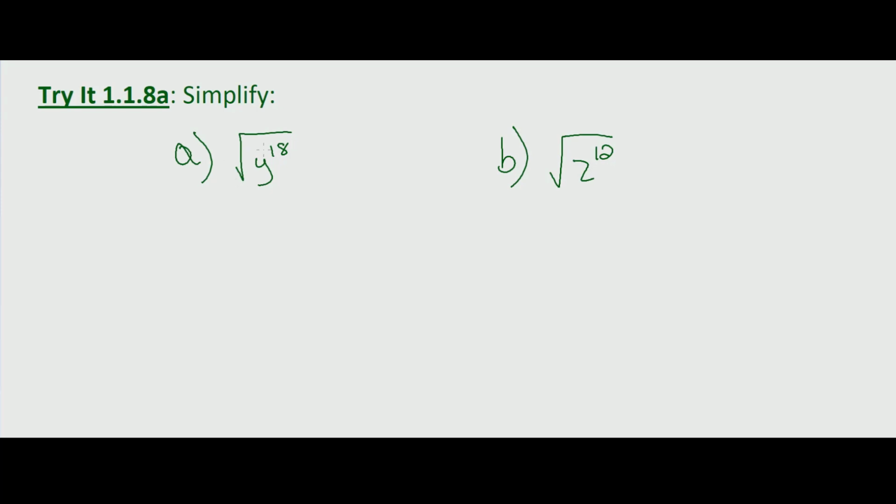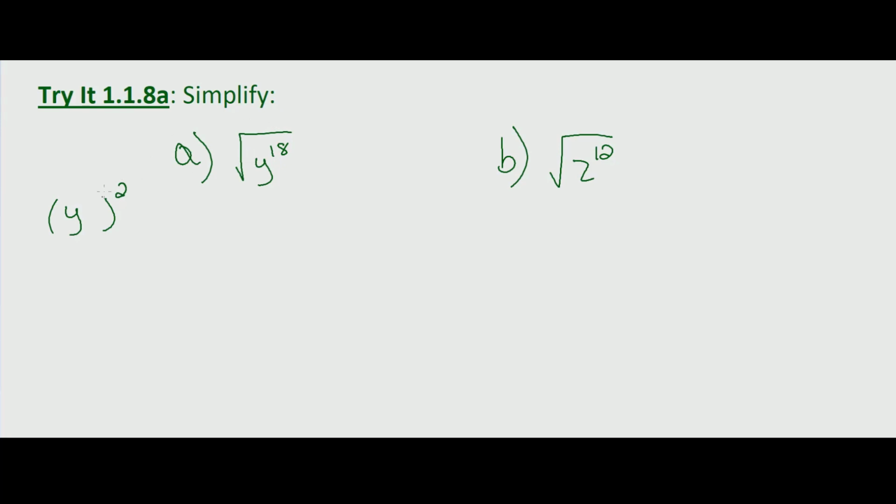If it's not, we don't know if the variable is positive or negative, then we have to take the absolute value if it has an odd power. So in other words, what we want to recognize with this first one, part A, the square root of y to the 18th, we need to recognize y to the what squared equals y to the 18th.